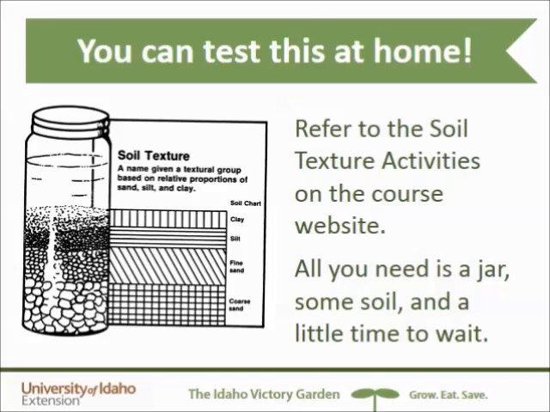We go through step by step the instructions on how to do this, but all you really need is a jar, some water, your soil, and a little time to wait and see what the breakdown of your soil might be. You can see in this picture, after time, the sand is going to settle at the bottom, followed by the finer sands, the silt, and the clay. By looking at that, you can figure out pretty closely what your proportion or percentage of those materials are in your soil.